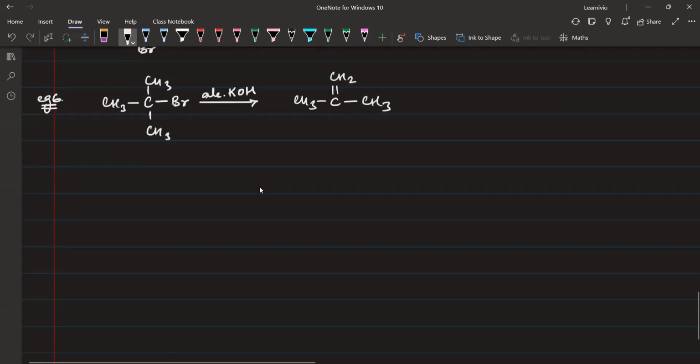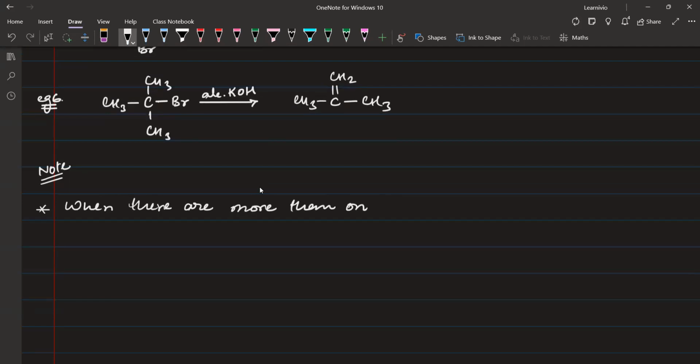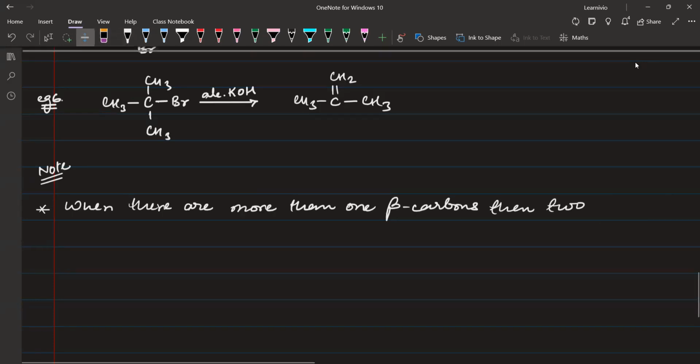ठीक है, now please write a note. When there are more than one beta carbons, then two products are formed. टू और मोर भी हो सकता है, अगर आपके पास 3 बीटा कार्बन हो गए तो उसमें 3 हो जाएंगे. तो multiple लिख दीजिए, टू मत लिखिए, multiple products are formed.